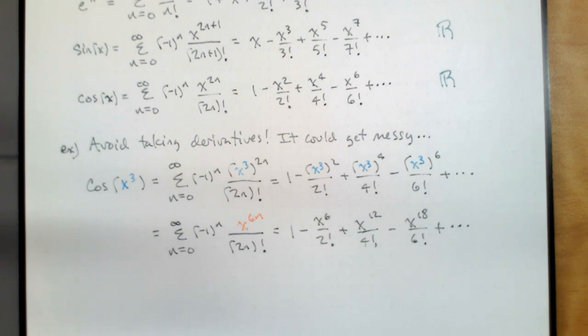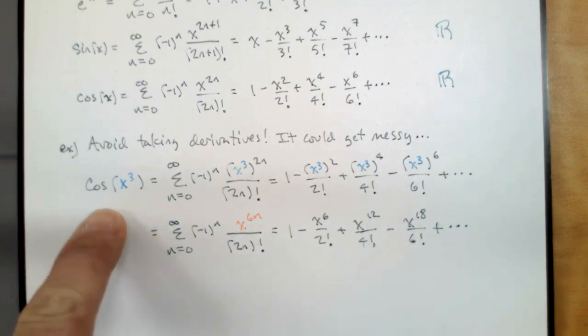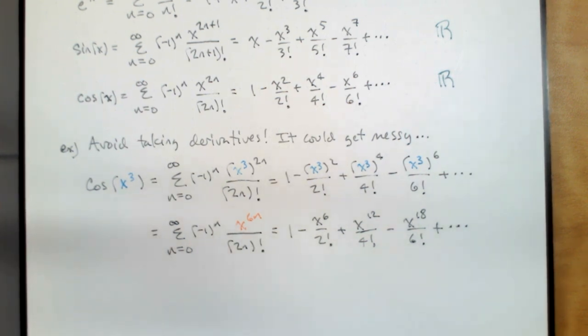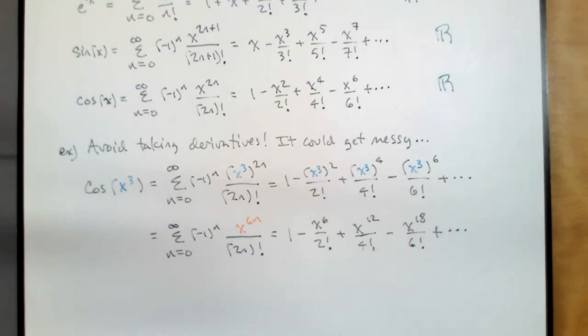Any questions? We need to see the cosine. Correct. Just plug in, just make a composition with the Taylor series rather than start with cosine of x cubed and start taking derivatives. Just these 4 non-zero terms would cost us 18 derivatives.